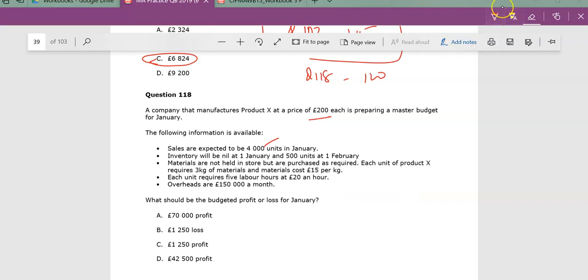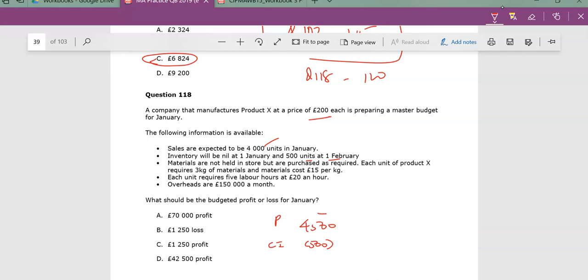So really, it says inventory at the start of the year is nil. I'm going to produce a certain number and I want to have 500 at the end of the month, because for opening inventory for the next month to be 500, that means that the closing inventory in the month of January must have been 500. So I must have made 4,500. Okay, no problem.